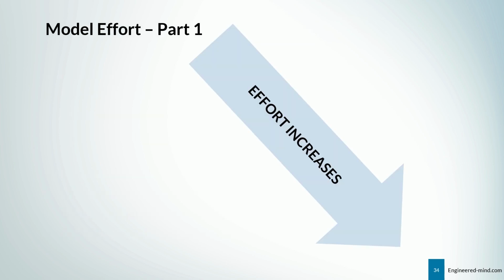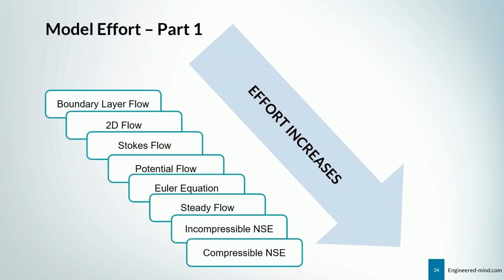When it comes to specific fluid flow types, we have the following ranking, where the boundary layer flow is the easiest to solve, and then at the end we have the compressible Navier-Stokes equations, which are the most sophisticated ones, if you want to call it like that. And this is how the complexity, or the effort in terms of simulation effort, increases.